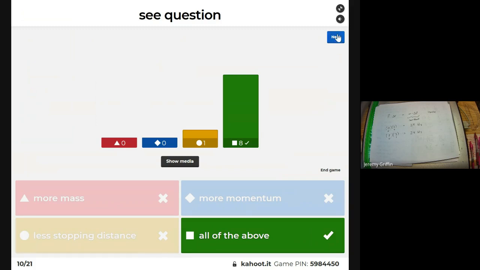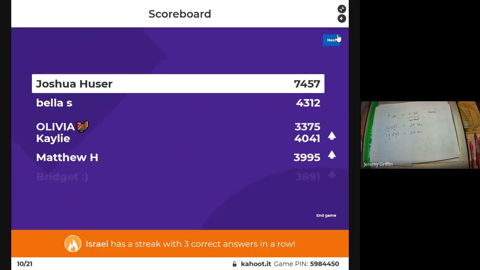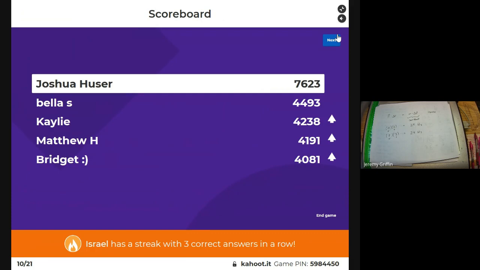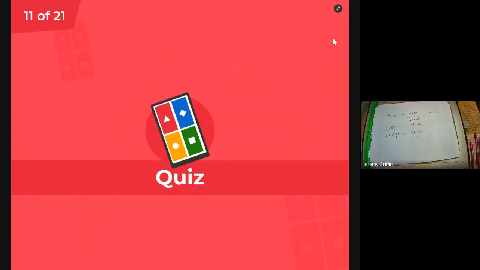Yeah, okay, you guys got that. It's not a trick question, those are just all true statements. Now you guys do know that if you wanted to solve for stopping distance, the mass of the car would cancel out, and so on. But yeah, force to stop, sure. These are all true. We got Joshua, Bella, Kaylee, Matthew, Bridget.